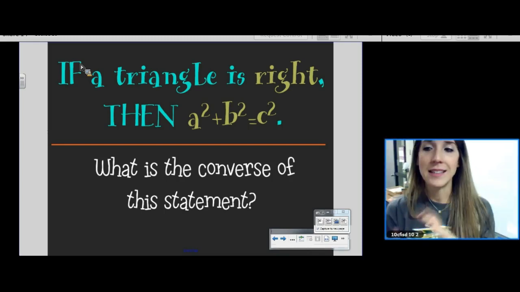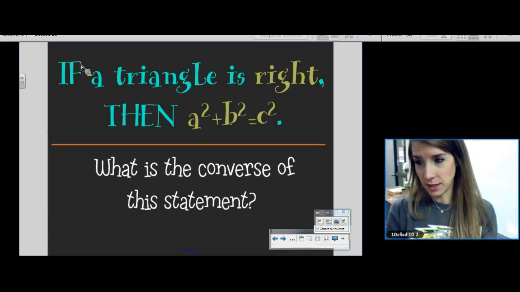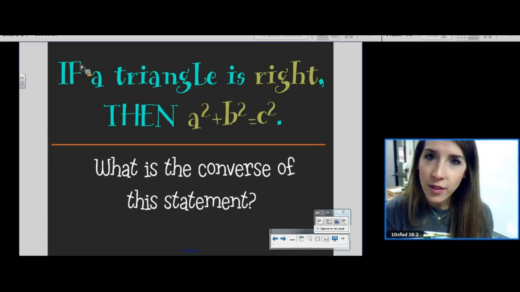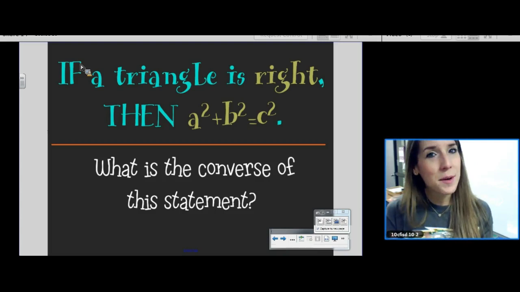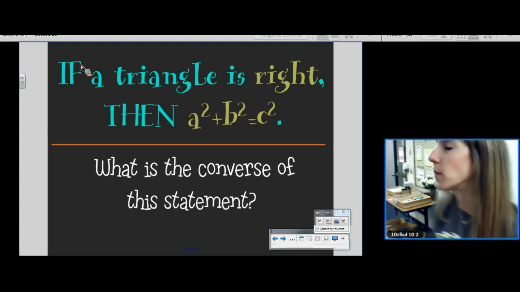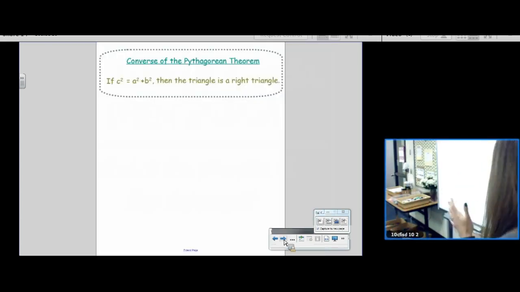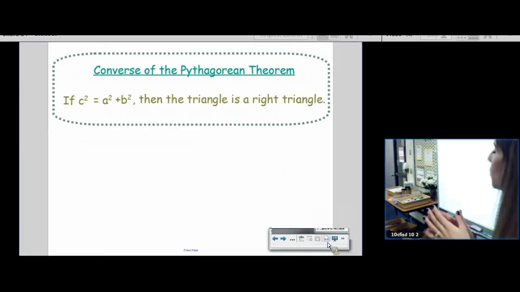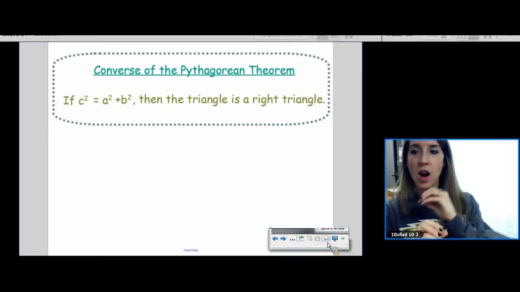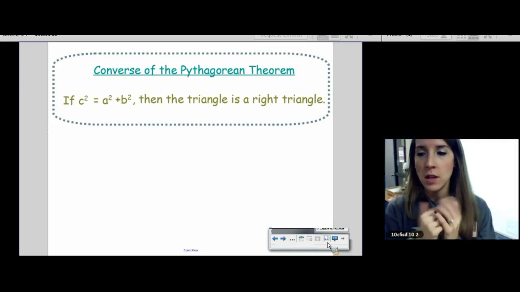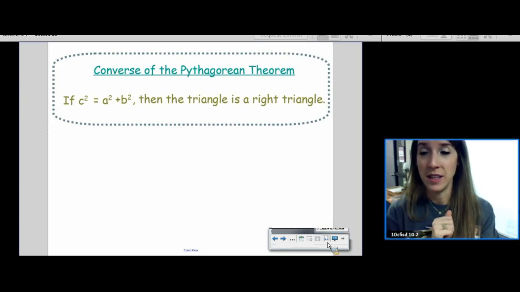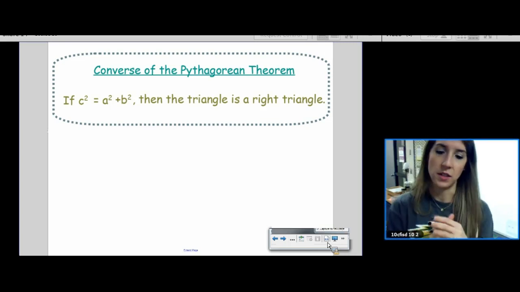If a triangle is right, then a squared plus b squared equals c squared. If a squared plus b squared equals c squared, then a triangle is a right triangle. So that's today's lesson, believe it or not, right here. We're zooming in on the converse of Pythagorean theorem. So go ahead and write that in your notes. I wrote it backwards on purpose. If c squared equals a squared plus b squared, then the triangle is a right triangle.